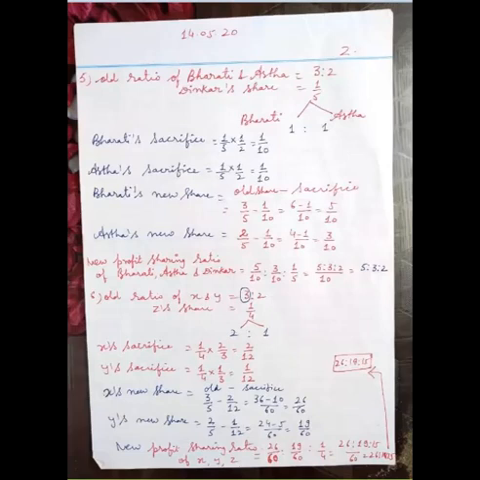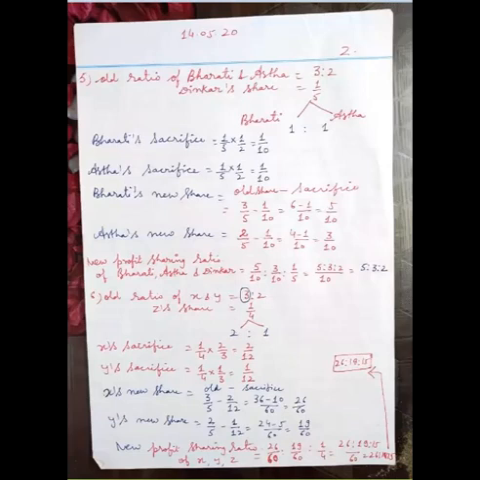Dinkar's share is 1/5, which he takes equally. So Bharti's sacrifice is 1/5 into half, which is 1/10. Astha's sacrifice is 1/5 into half, which is 1/10. So Bharti's new share is 3/5 minus 1/10. If you take LCM, that is 10, and solve it, you will get 5/10.